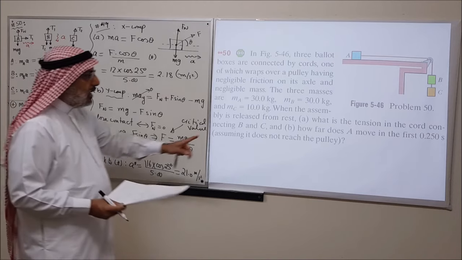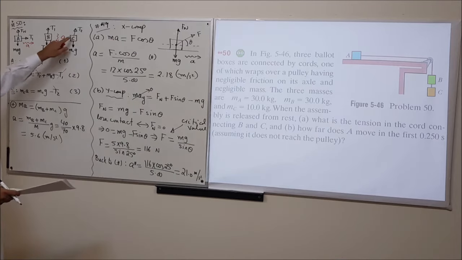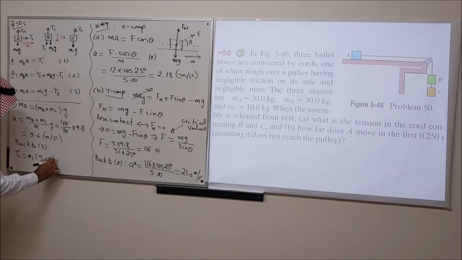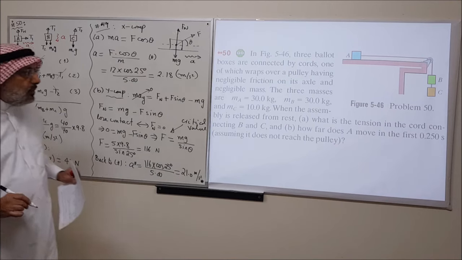Now, I can answer part A, what is the tension in the cord connecting B and C? That's what I call T2. So I can go back to equation 3, from which you can see that T2 is equal to, taking mC as a common factor, mC times (G minus A). mC is equal to 10 kilograms, A is there, so I substitute and find that T2 is equal to 42 newtons.